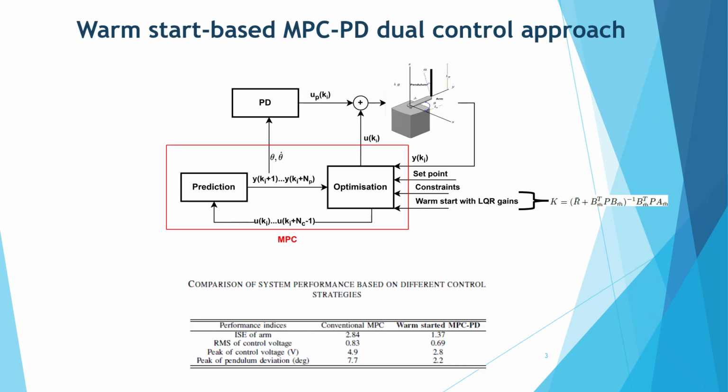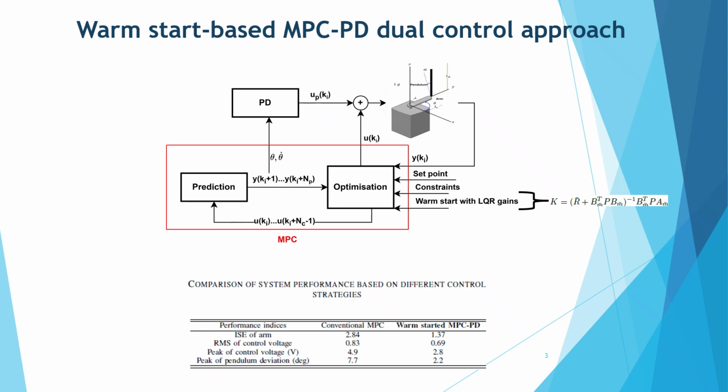This is the proposed block diagram consisting of majorly two parts. The red box indicates MPC, and MPC generates the velocity error data which is used by PD as a reference. The two control signals U of k and UP of k are combined and given to the system for stabilization and for reducing oscillation.